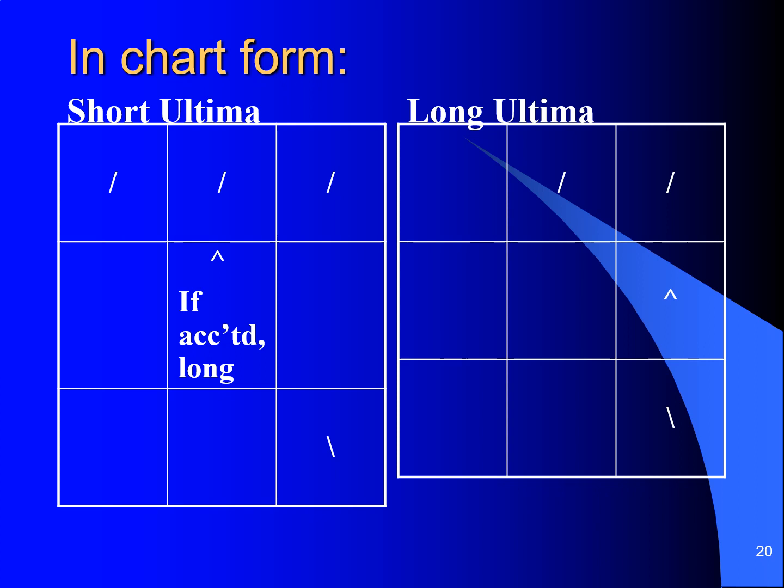Sometimes this is helpful if each of those three boxes represents one of the syllables. So the first column on the left is the antepenult, the middle column is the penult, and the last column is the ultima. With a short ultima, you get that first box where an acute accent can occur on any of the last three syllables. A circumflex accent occurs only on the penult if it's accented and long, and we'll see that a grave accent can only occur on the ultima, on the last syllable.